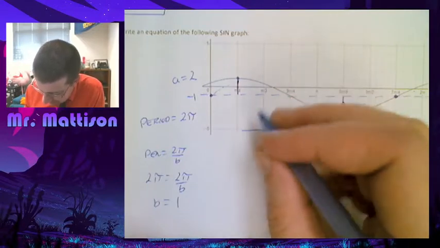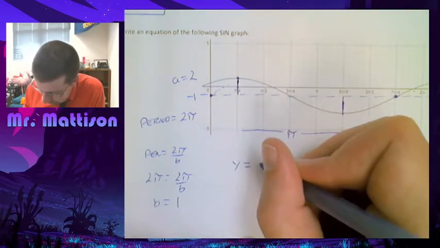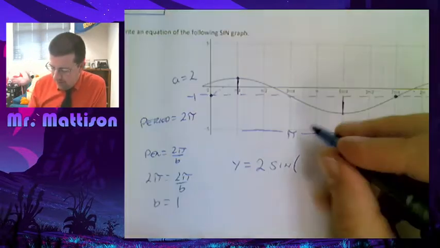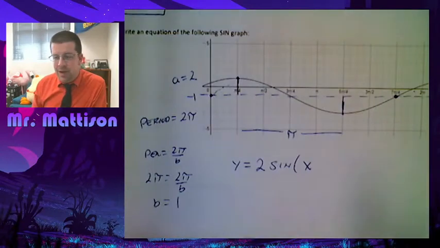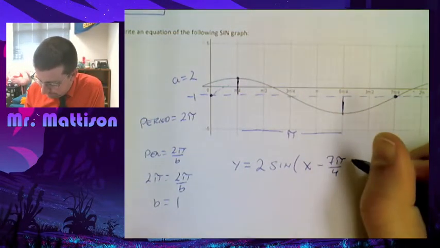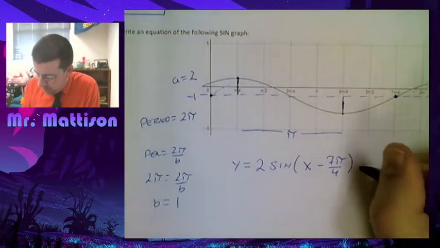So I would say y equals, my a is 2 times the sine of x. To go right 7 pi over 4, that's minus 7 pi over 4. And my whole graph got shifted down 1, so that's a minus 1 on the end.